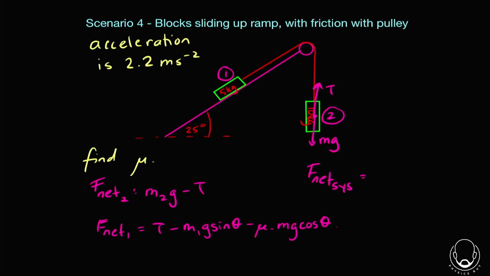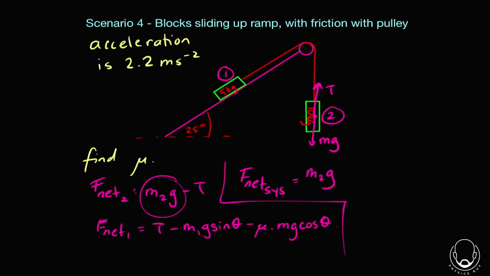Let me just move this over a little bit, give myself a little bit more room. So Fnet system is going to be m2g, which is our assistive force, the force which is causing the system to move forward, then minus our resistive forces, so m1g sine theta minus mu times m1g cos theta. And this is the fun part where we get to plug in some numbers. Luckily I have my trusty calculator with me.